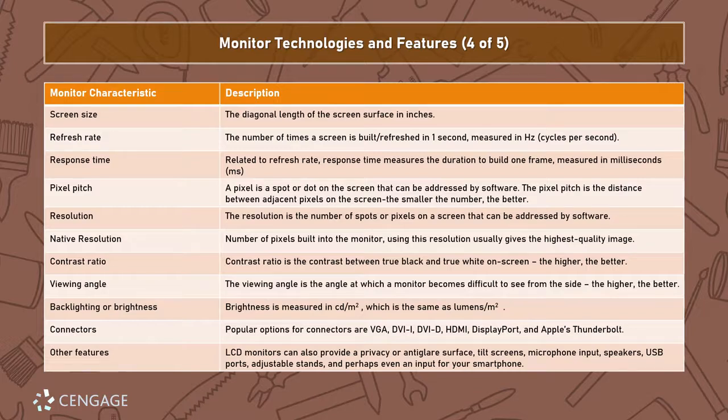The refresh rate, this is the number of times a screen is built or refreshed in 1 second. That's measured in hertz. So a refresh rate of 60 hertz means that 60 times every second this screen is being completely rebuilt. Related to that is what's called response time. Response time helps to measure the duration it takes to build one frame. So not only do we need to know how long the frame is on screen, but how long does it take to build that frame.